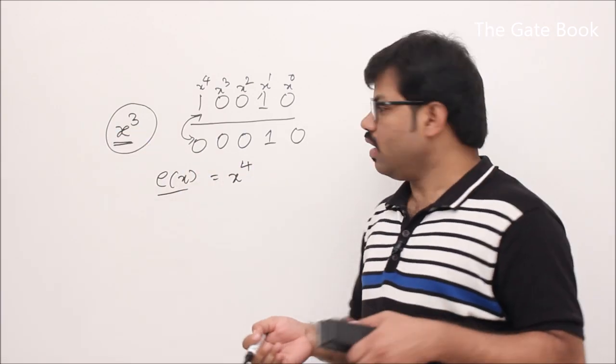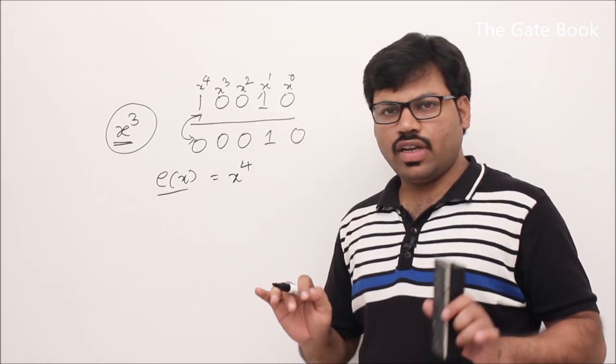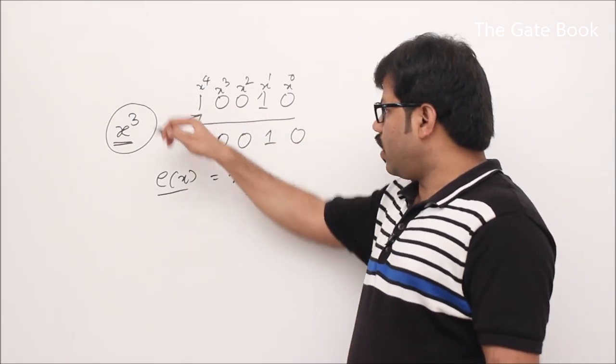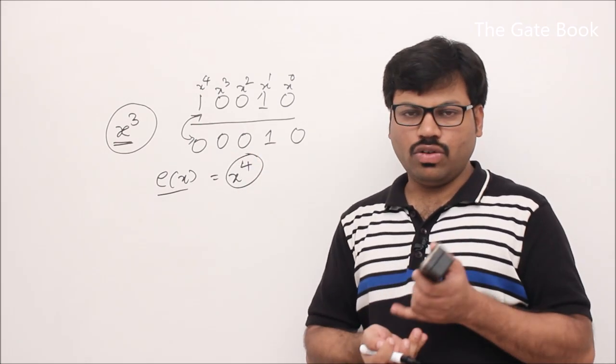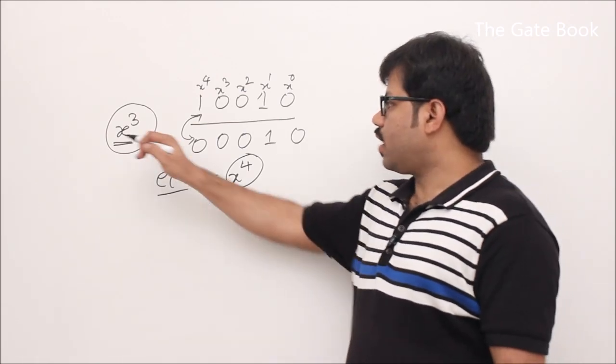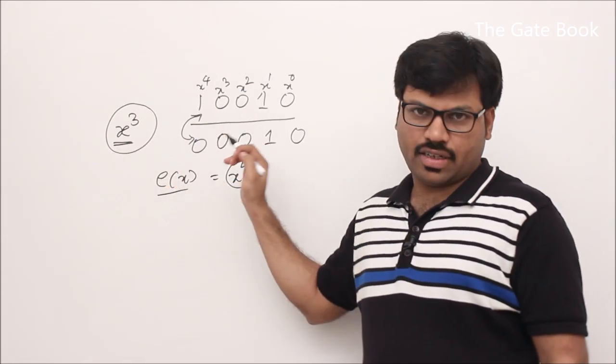I don't know whether there really is an error or not. If there is no error, the syndrome is 0. After the error also, now this error is x power 4, still your syndrome is giving 0, then we can't identify. That's why x cube cannot detect this kind of single bit error.